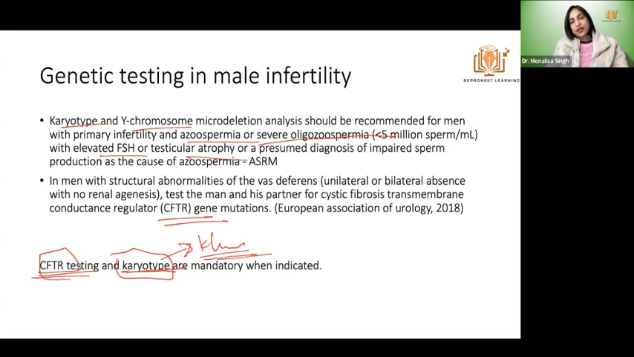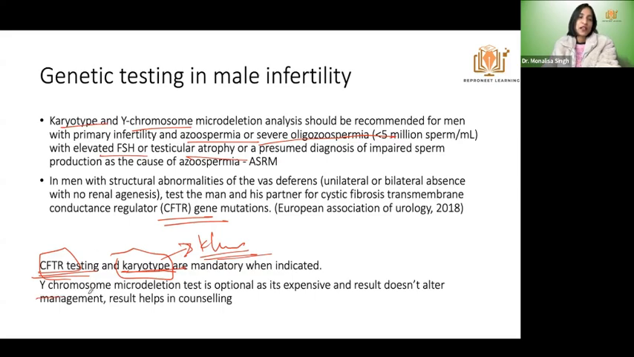And CFTR gene mutation obviously is important if they've come for fertility. Y chromosome microdeletion may or may not be done. It is optional. It is expensive. The result doesn't alter the management. Till now, we just know that Y chromosome microdeletion affects the fertility only, and doesn't affect anything else as far as we know right now. So you may skip it because it is expensive.